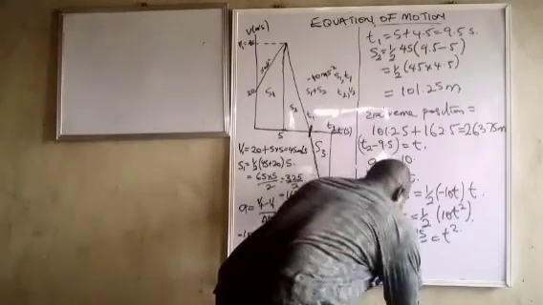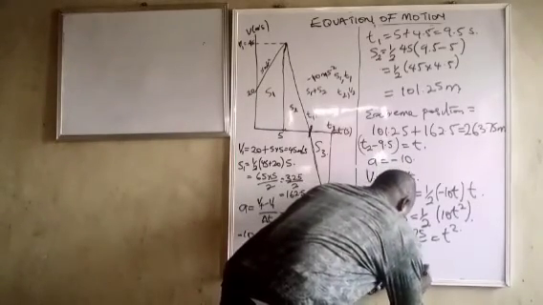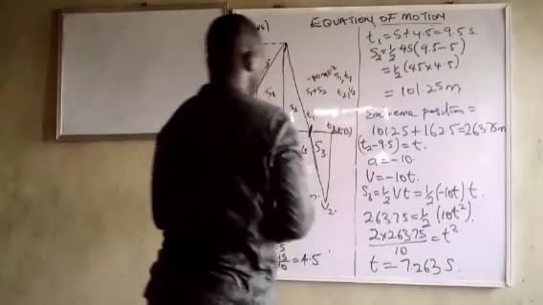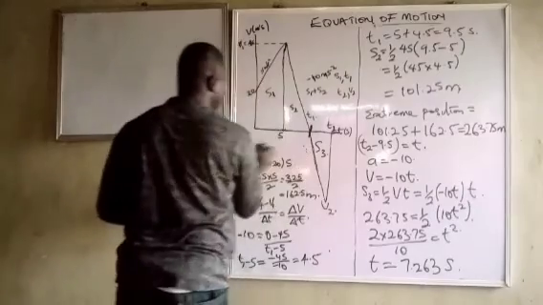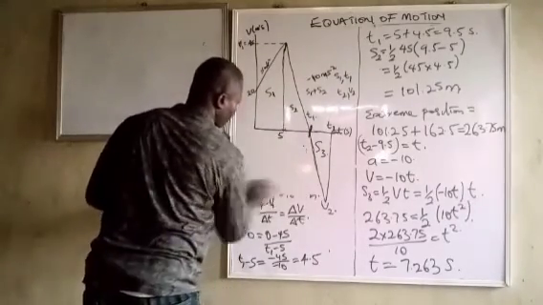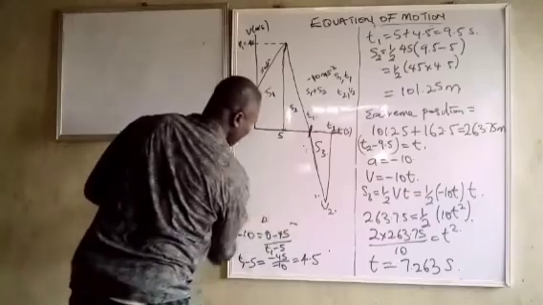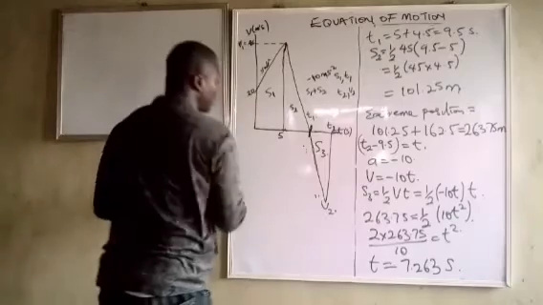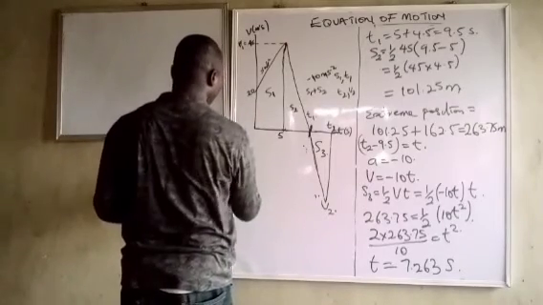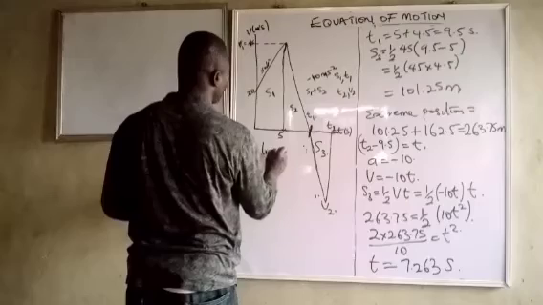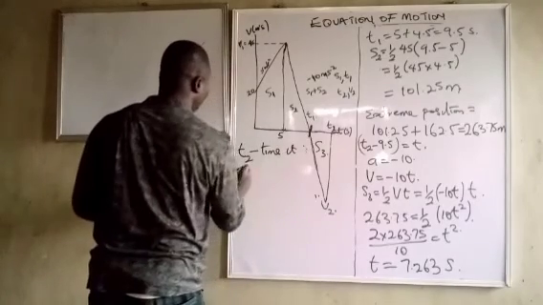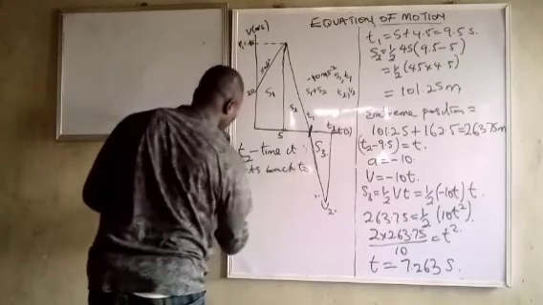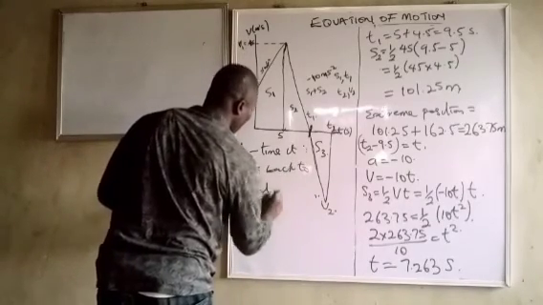So T2, T will be equal to 7.263 seconds. So what does that mean? It means that T2, that is the time at which it gets back to its initial position.